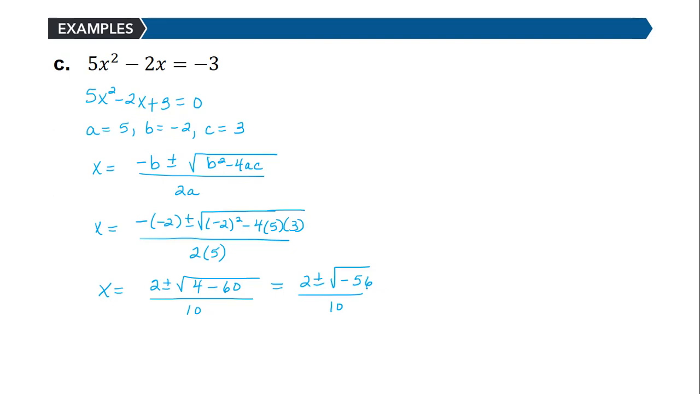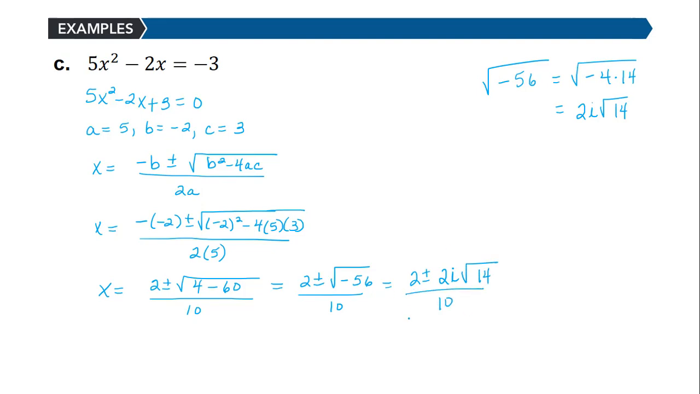And then we need to simplify this radical. Notice that because of the negative sign, we're going to have an imaginary number, but also, let me write this up here, square root of negative 56 is really the square root of negative 4 times 14. And the square root of negative 4 is 2i. So this simplifies to be 2 plus or minus 2i times the square root of 14 divided by 10.